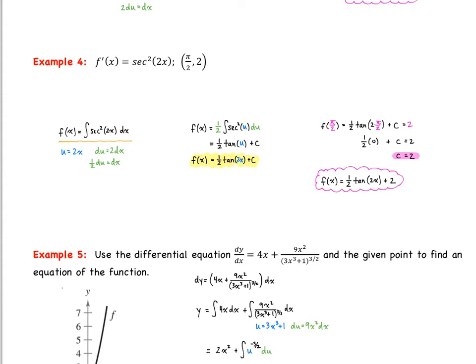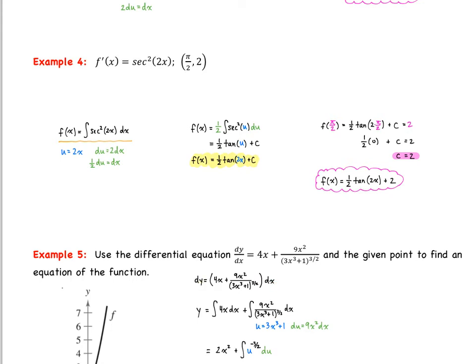Example 5, very similar, just different equation. We're going to use this differential equation, dy dx equals 4x plus 9x squared over 3x cubed plus 1 to the 3/2, and the given point to find the particular equation. The only difference is this is a bit more hefty of a function that we're trying to solve for. So remember, if dy dx equals this function, then dy is equal to this function times dx, and to get y, we just integrate both sides.